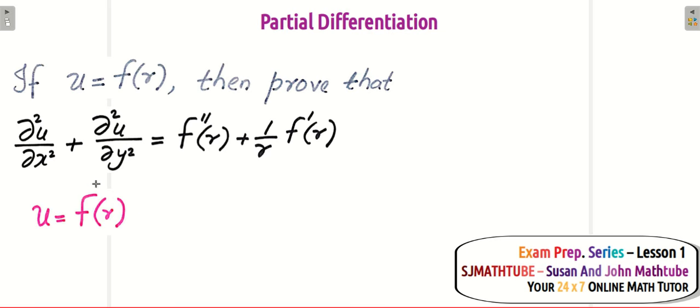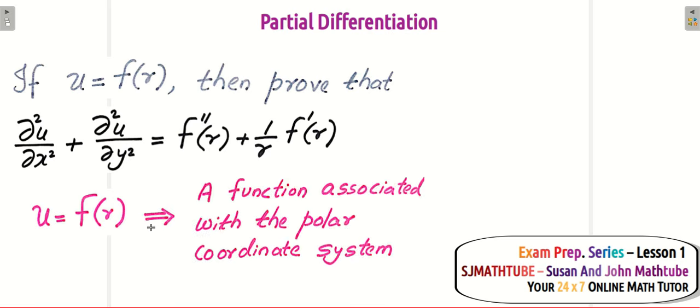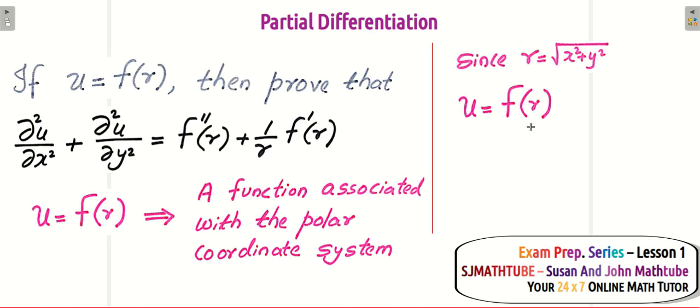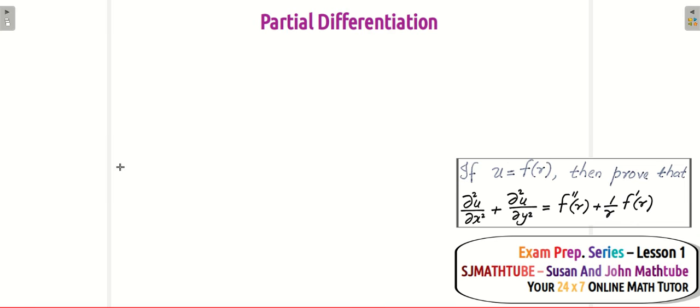So remember, u equal to f of r actually implies the function is associated with the polar coordinate system. Again, you have to remember that r is root under x square plus y square, that is r is made up of x and y, r depends on x and y. So you can imagine this is a function in x and y. So the partial derivative with respect to x, the partial derivative with respect to y does make some sense. So as always, I have kept the question here.